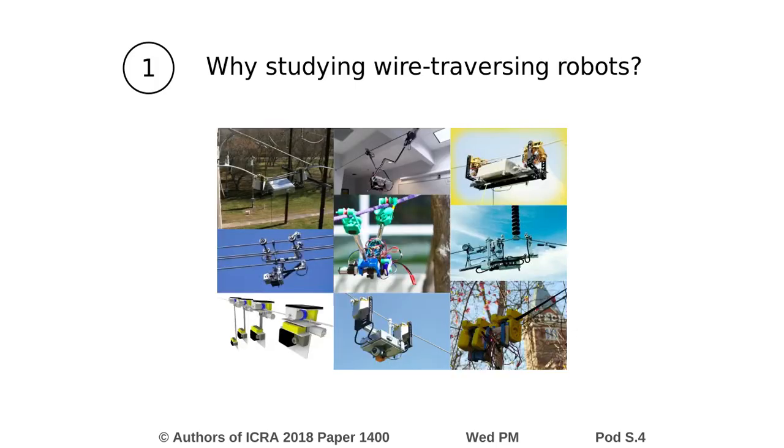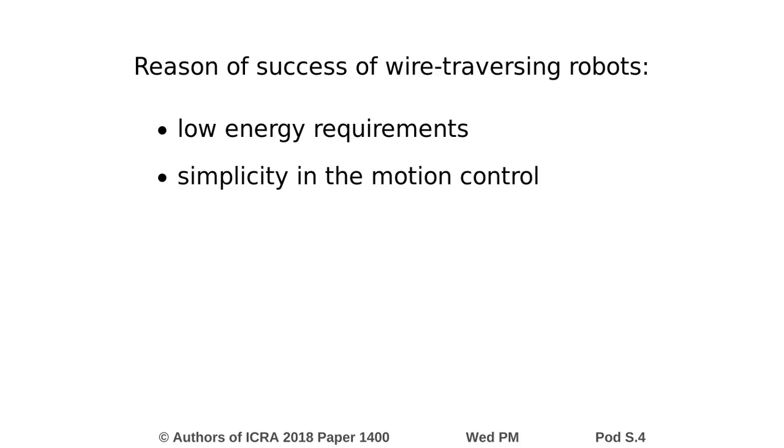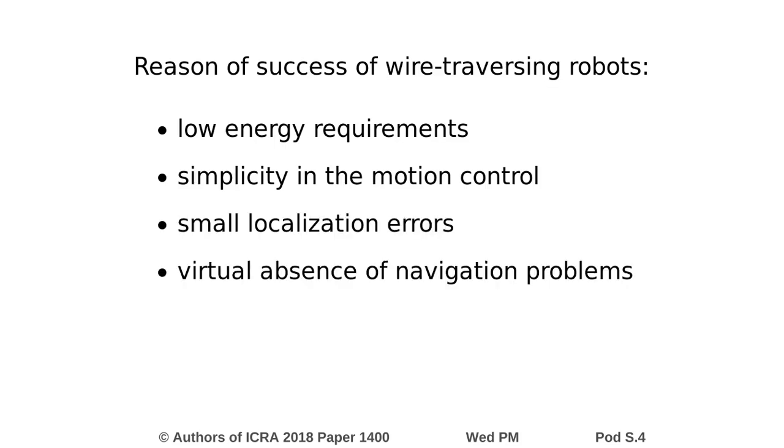Well, wide traversing robots lend themselves to a large variety of applications such as environmental monitoring and agricultural robotic tasks. Some of the reasons of their success can be recognized in low energy requirements, the simplicity in the motion control that leads to small localization errors and virtual absence of navigation problems.